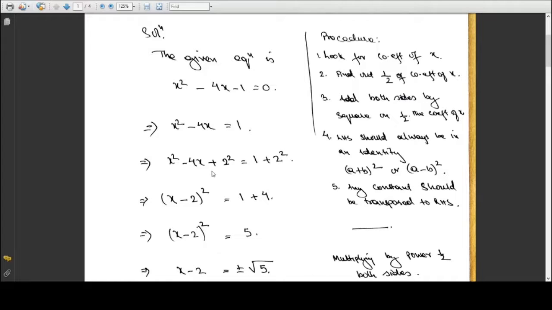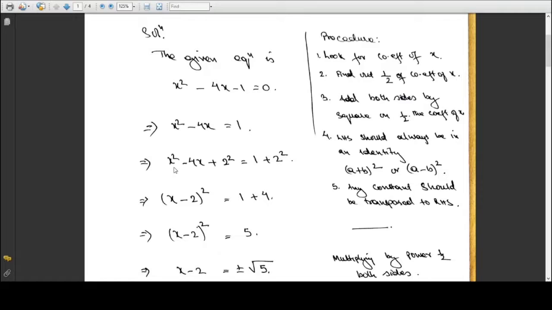Now you have x squared minus 4x plus 2 squared equals 1 plus 2 squared. From where do we get this 2 squared? We are getting it from taking half of the coefficient of x. Half of 4 is 2. That 2 squared should be added to the left and to the right.